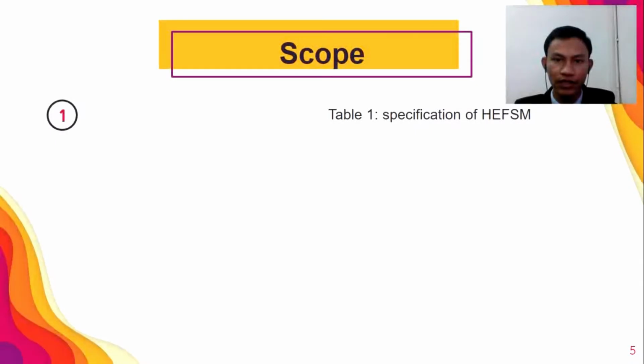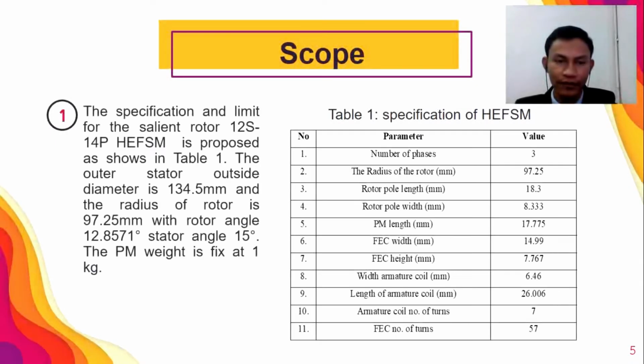For the scope, the first scope is the specification and limit: a 12-slot, 14-pole HEFSM with a silent rotor is proposed for this project. Table 1 shows the specification of the HEFSM that we will design.